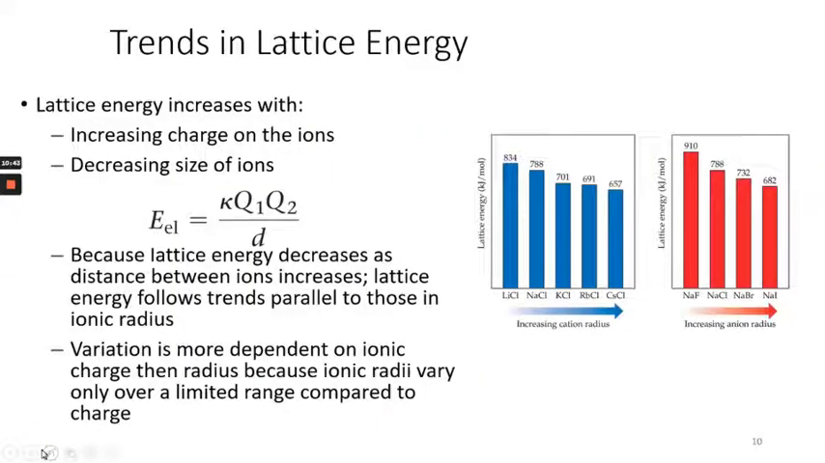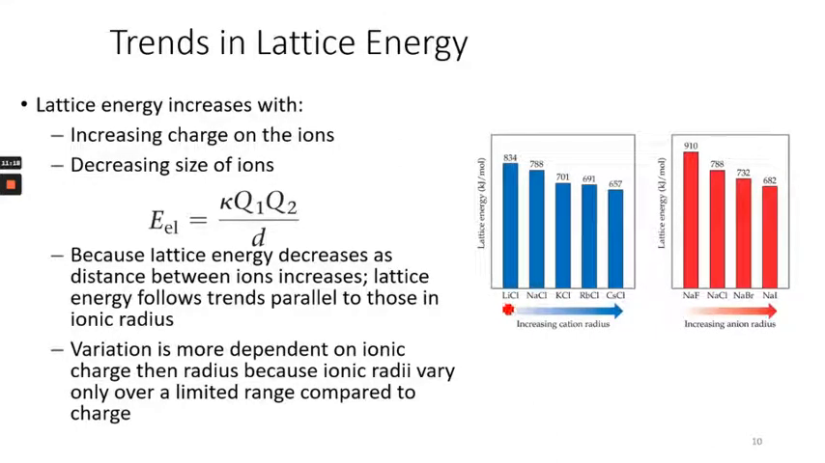So what are some trends in lattice energy? Well, two things control your lattice energy. The amount of charge on your ions. So if you have an increasing amount of charge, you're going to get a higher lattice energy. The other thing is the size of your ions. If you have smaller ions, the distance between the ions will be smaller and you will have a higher lattice energy. Because lattice energy decreases as the distance between the ions increases, lattice energy follows trends parallel to those with ionic radius. So let's look here.